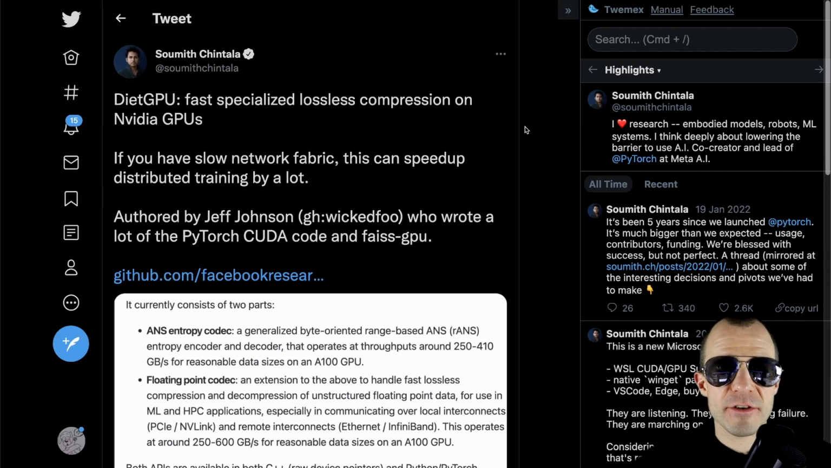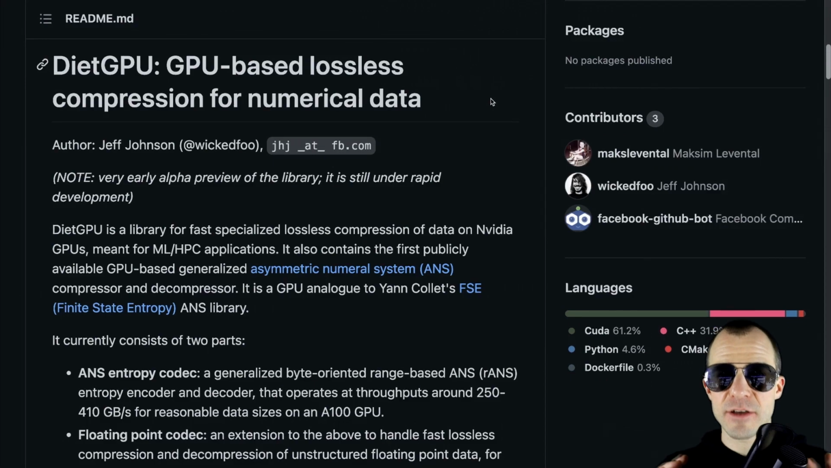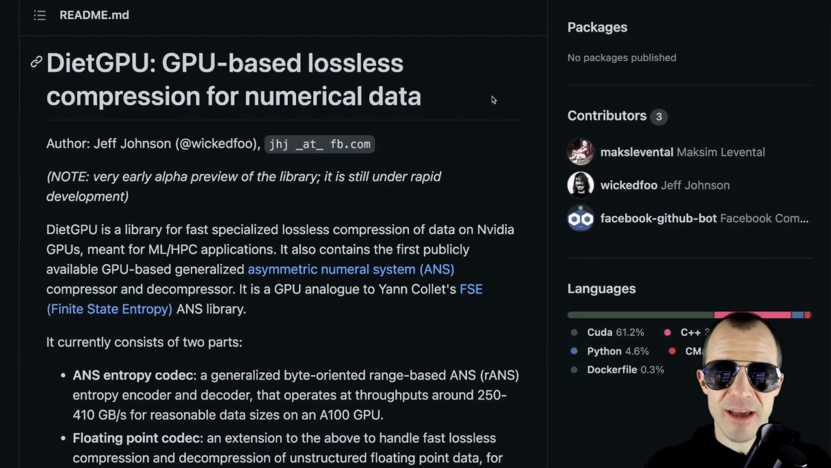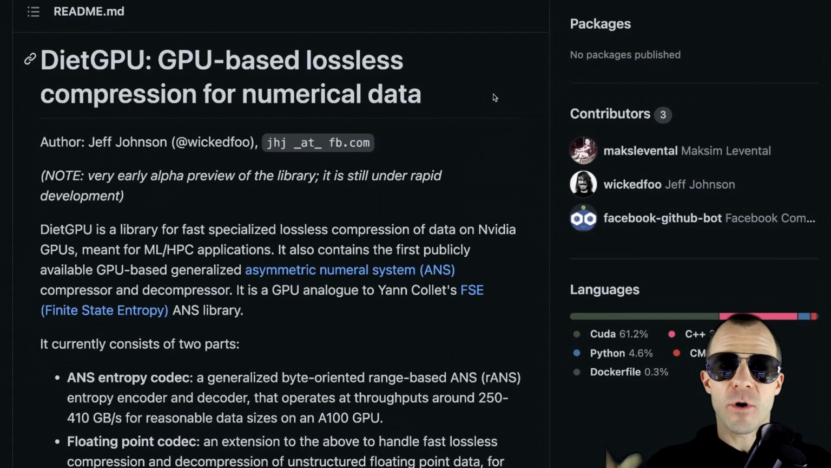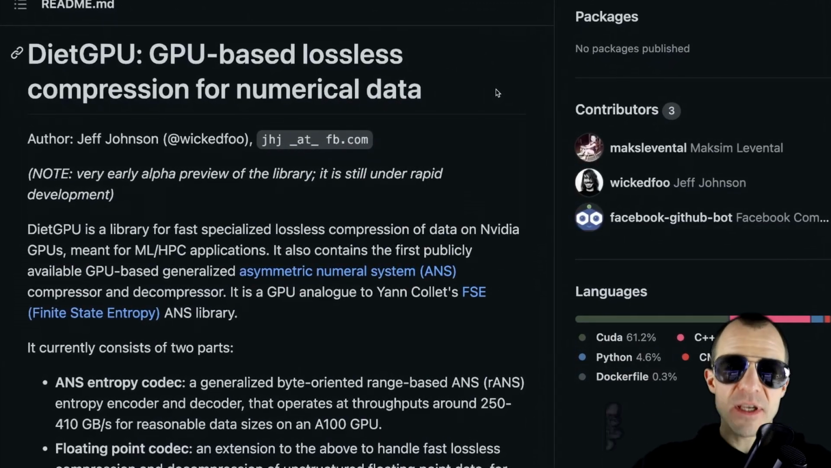Soumith Chintala advertises Dietgpu, which is a lossless compression algorithm for NVIDIA GPUs. The code of this is available. It's authored by Jeff Johnson, and what it does is it can compress and uncompress data on GPUs. So if you have a slow network and you're doing distributed training and you really care about making this fast and efficient, you can compress what you need to send over the network on the GPUs, send it over, then uncompress it. This library will make the compression and uncompression part really fast and really efficient.